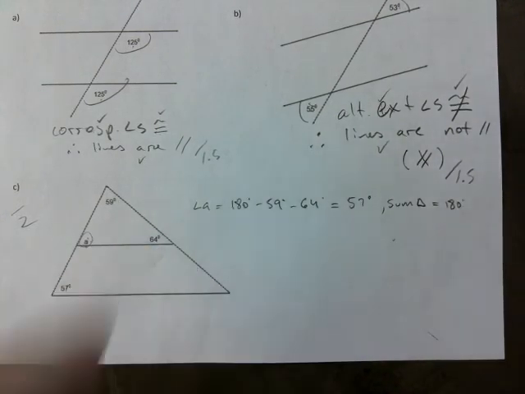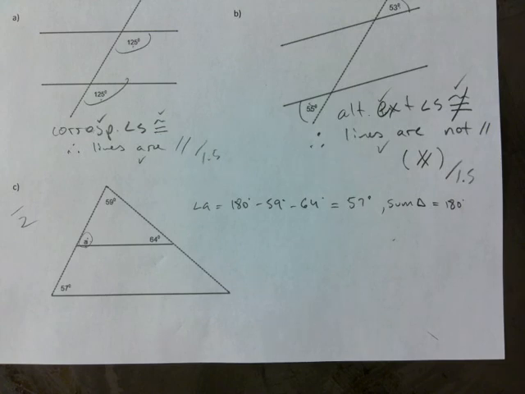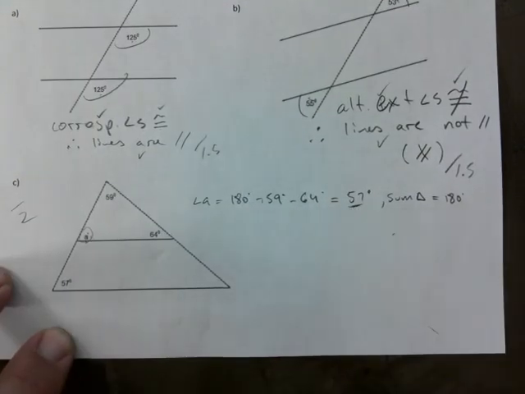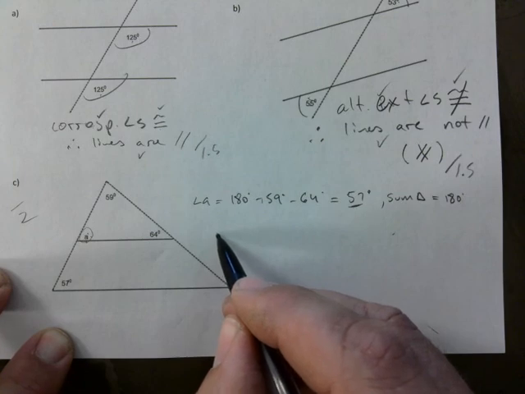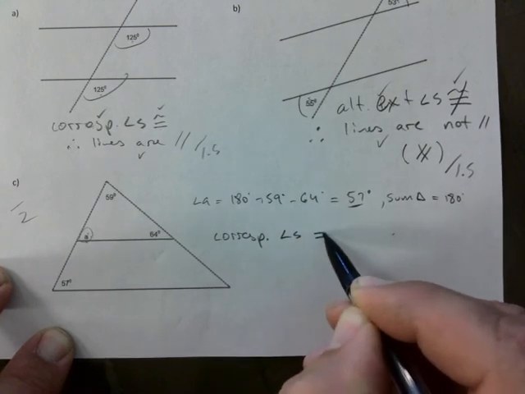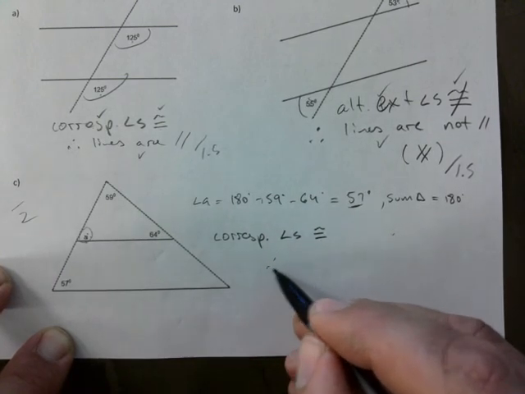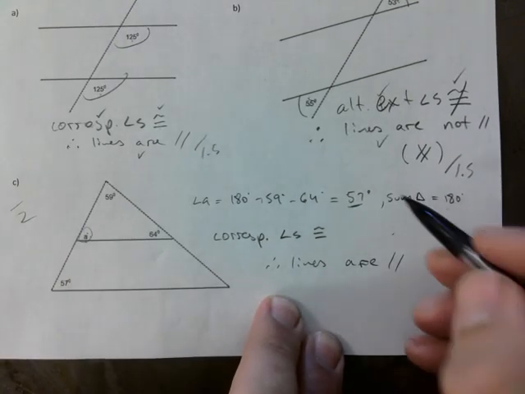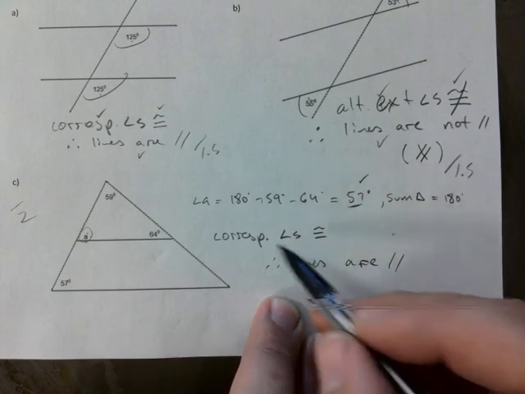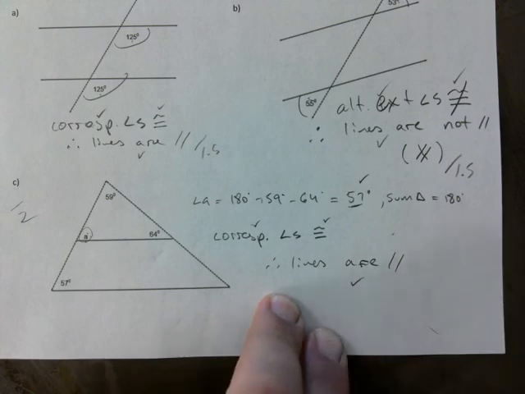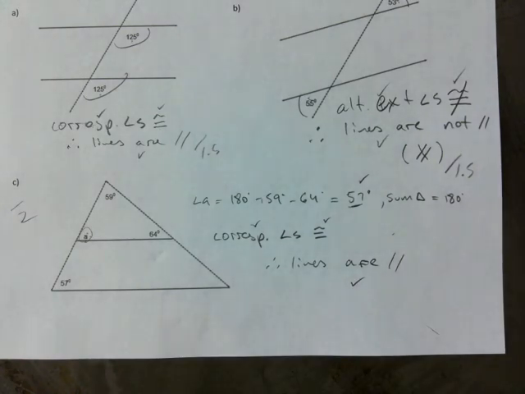I will just keep on doing that so you can see how I do it, right? When I ask for an explanation, you know how to do it, okay? This is not necessary. If you just have 57, that's fine. Then I would say corresponding angles are congruent, therefore lines are parallel. So you would get half a mark for the 57, half a mark for naming, half a mark for saying that they're congruent, and then half a mark for your final statement, right? That's where the 2 comes from.